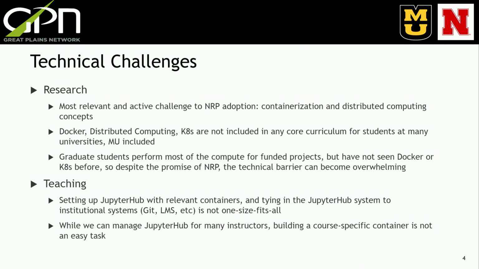So first, what are the challenges that we've identified that were key to the growth of GPN adoption of NRP? The first and most relevant from a research perspective is the technical challenge of understanding containerization, distributed computing, all of those kinds of concepts. A big part of this, at least for MU, was that there really isn't any point in the undergraduate or graduate career for computer scientists where they learn these concepts. They've likely heard of a VM, but there's not really any core competency of students to know what Docker is or what containerization is or Kubernetes or distributed computing.